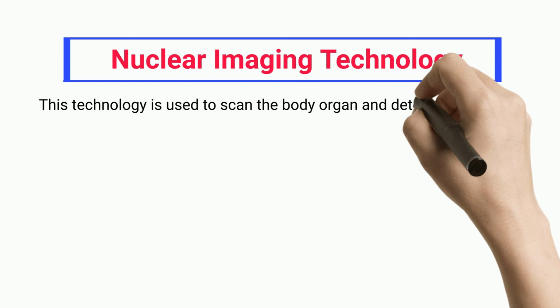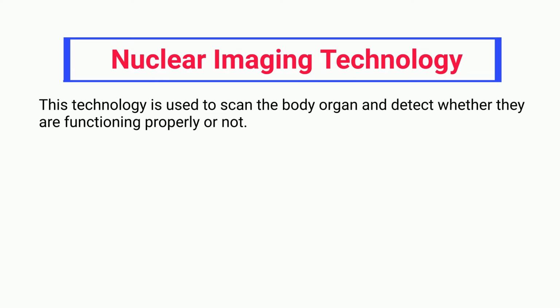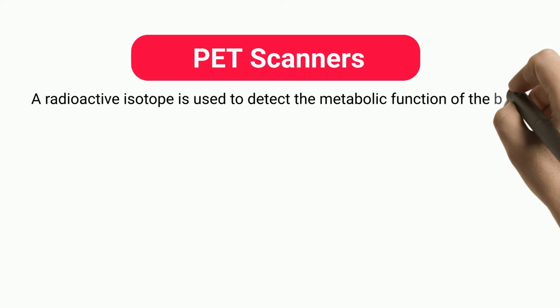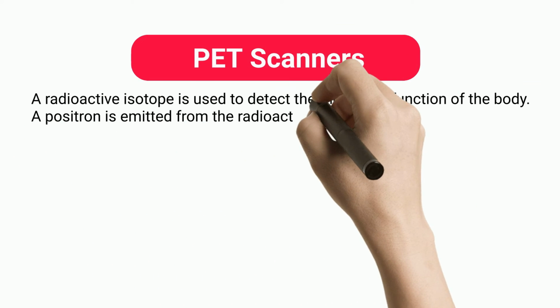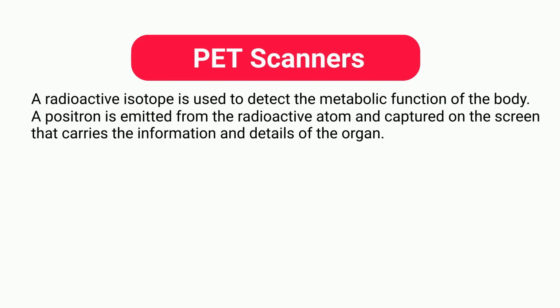Nuclear imaging technology. This technology is used to scan the body organ and detect whether they are functioning properly or not. PET scanners. A radioactive isotope is used to detect the metabolic function of the body. A positron is emitted from the radioactive atom and captured on the screen that carries the information and details of the organ.